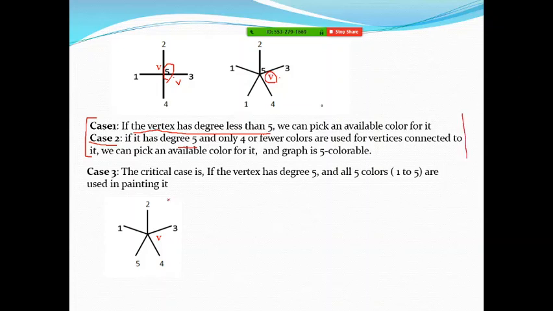The main critical case is when the degree of vertex V is 5, and all the 5 colors are used in coloring. So it is a peak case. V is there, its degree is 5, that is a peak case, the optimal case on the higher side, and all the colors are being used: 1, 2, 3, 4, 5. So all the 5 colors are being used.